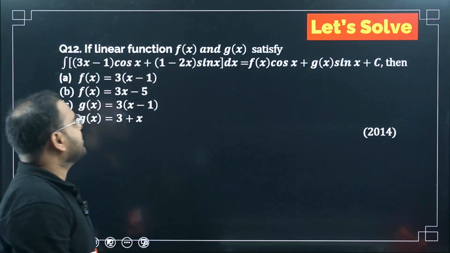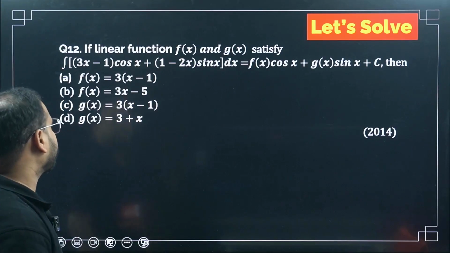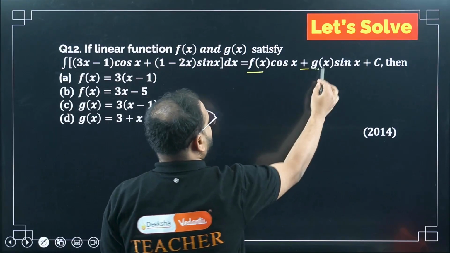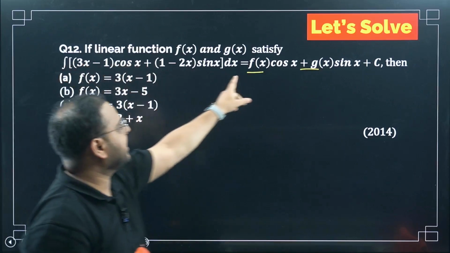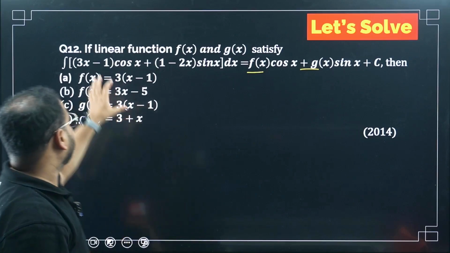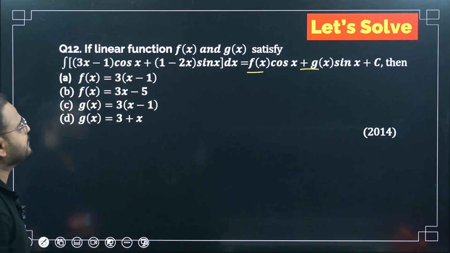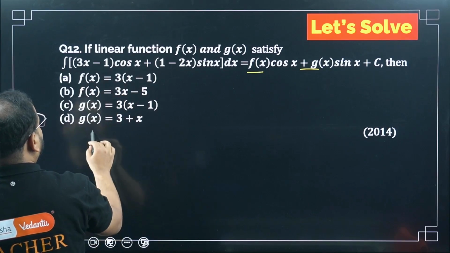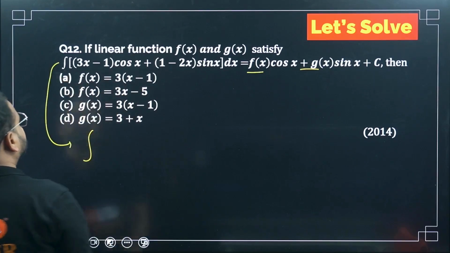Question number 12. If linear functions fx and gx satisfy, okay, means this is true, means after integrating this whole thing, I get fx cos x plus gx sin x plus c. Then find which of them is true. Fx is what and gx is what. So I have to do the integration for that. Please check. So this is simple, right? I can integrate like this. I am looking at this integration.